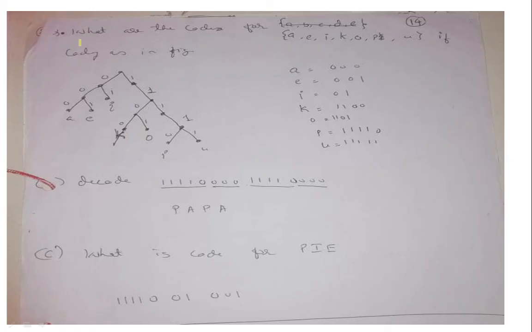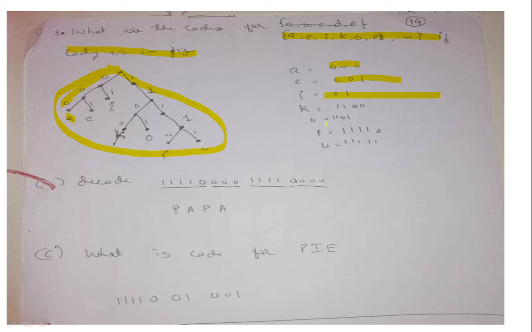Thank you. One more problem is there, and it is very simple. What are the codes for the given values, when the code is given in the figure? We just need to find out. What is the code for A? Just look at the diagram. It is 000, and the next is 001. For I it is 01. For K it is 1100, and for O it is 1101. Then for P it is 11110, and for U it is all ones, five times.